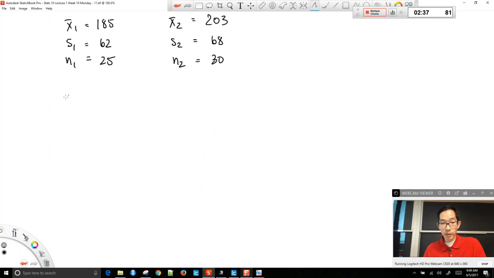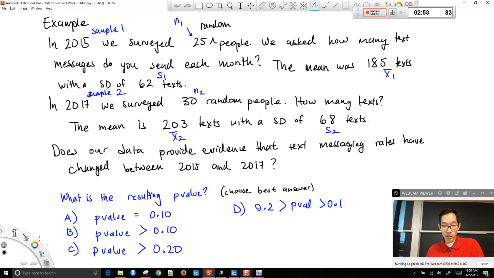Okay, so our null hypothesis, when we set this up, is going to be that mu1 is equal to mu2. The alternative is going to be that mu1 is not equal to mu2. The reason for the not equal sign is because right here it says "has changed." If it was different, that would be not equal. Changed would be not equal.